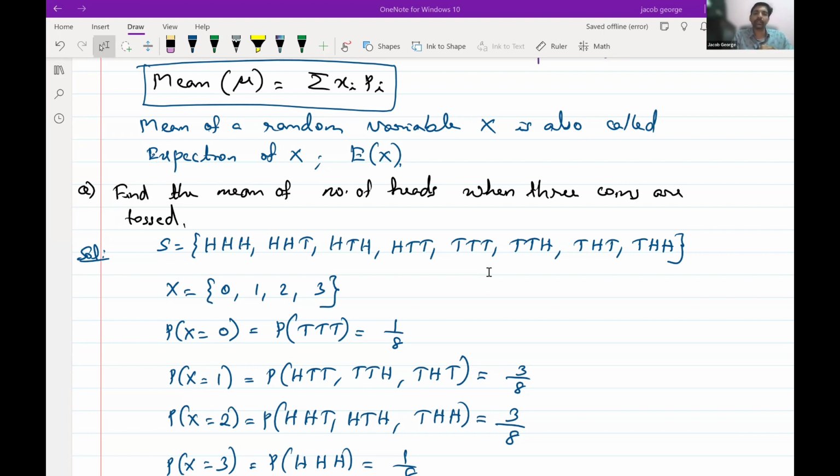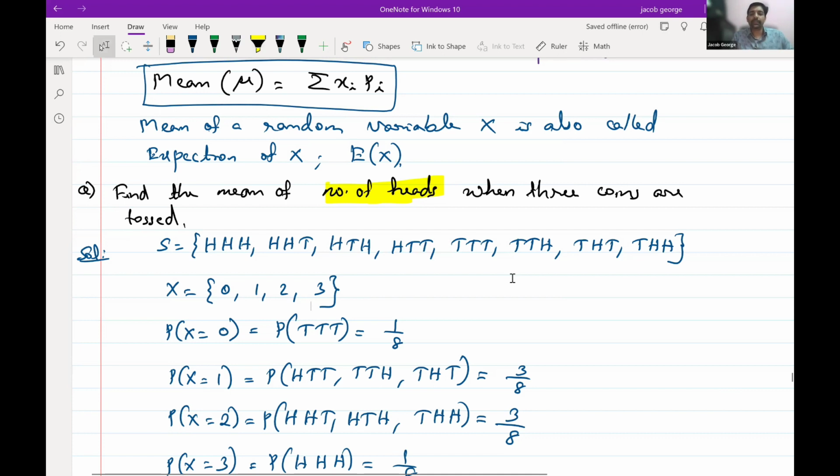In examination, you can write an additional sentence: let the random variable capital X be the number of heads obtained when 3 coins are tossed. So that word is there in the question, number of heads. Then P of X equal to 0. After that, we find out the probability of each random variable to write the probability distribution. P of X equal to 0 means P of TTT. TTT means no head there, 1 outcome out of 8. So P of X equal to 0 is 1 by 8.